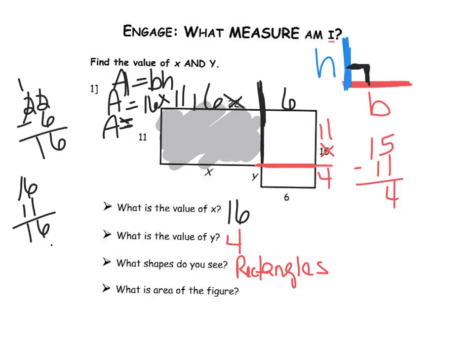So that's 16, 0, 16, 6, 7, 1. So that means this area is 176. Now let's look at the other one.